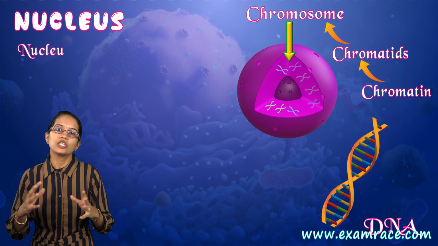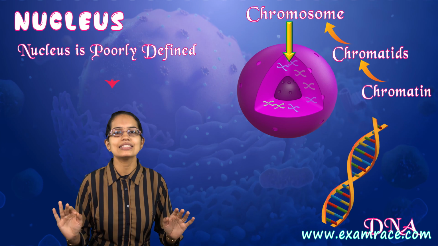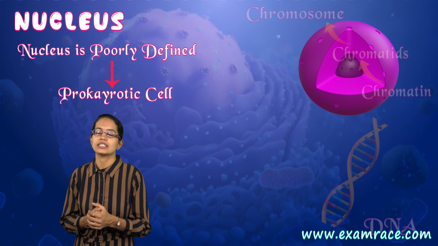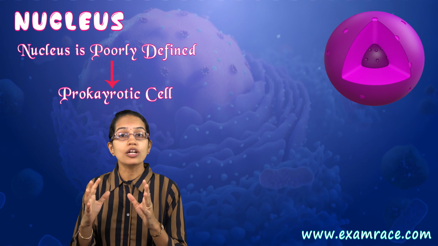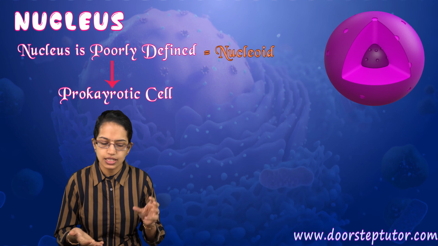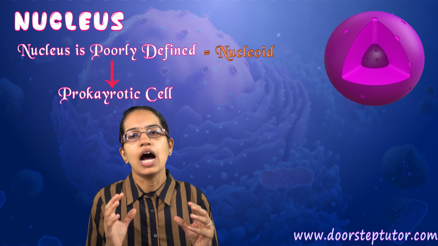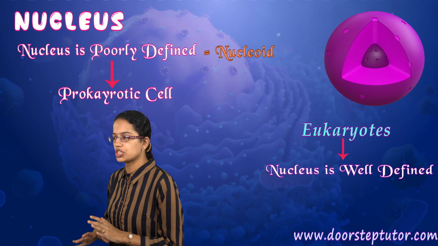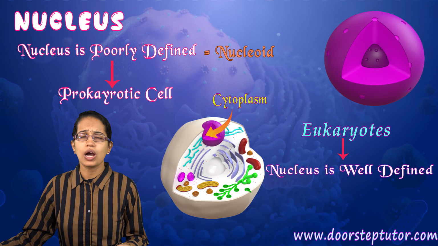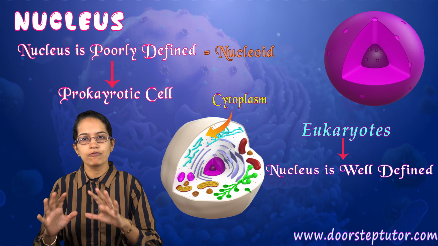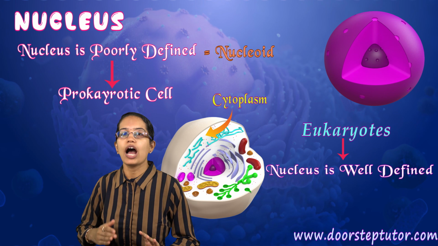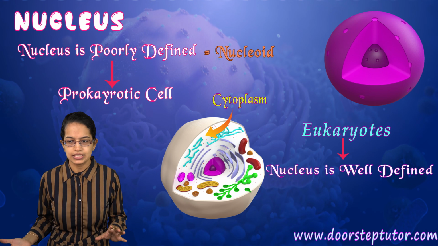In some cases, the nucleus is poorly defined, and this is seen in prokaryotes. In prokaryotes, since the nucleus is not well defined, we call it a nucleoid. So nucleoid is seen in prokaryotes. However, in eukaryotes you have a well differentiated nucleus with a nuclear membrane, and outside the nucleus you have the cytoplasm. Cytoplasm is the fluid that fills the space of the cell, and within this cytoplasm you have various cell organelles.